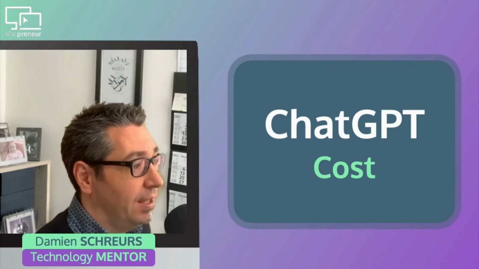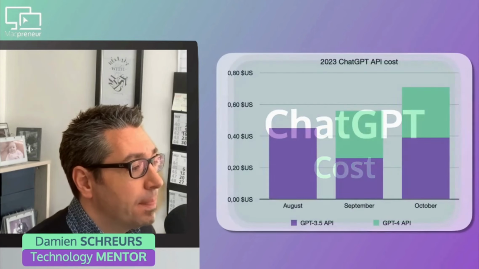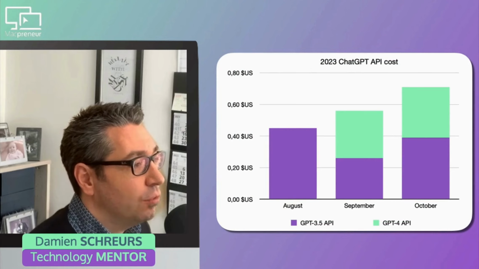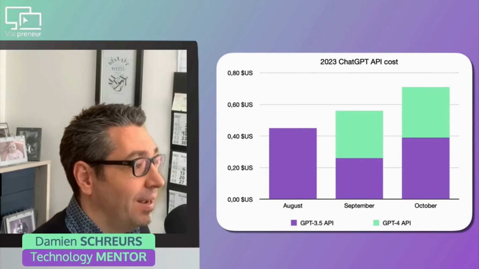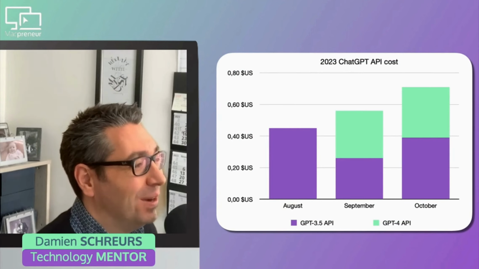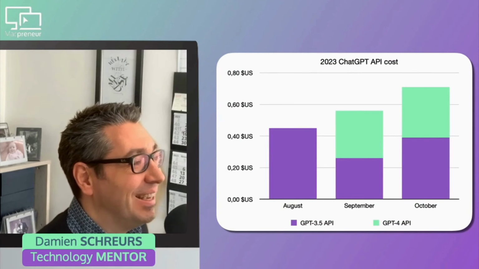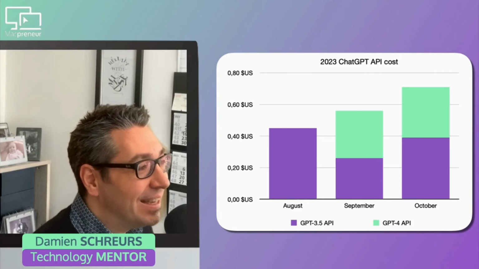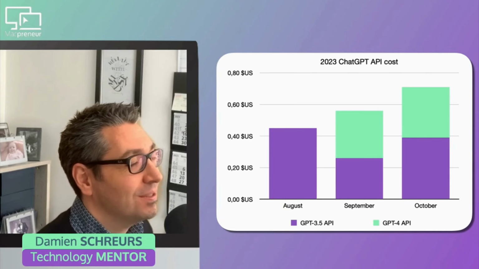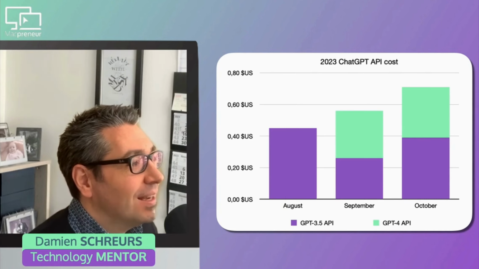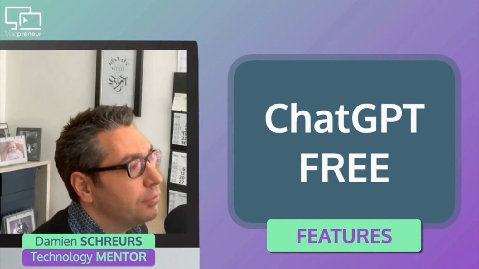Now, to give you an idea, my total usage over the months of August, September, and October combined was $1.72. In other words, it cost me less than $1 per month, and I'm using it almost daily. So now let's start with ChatGPT Free and look at its main features.